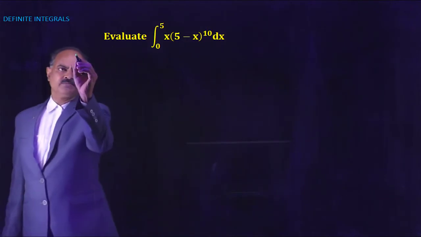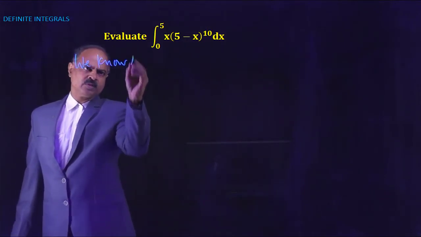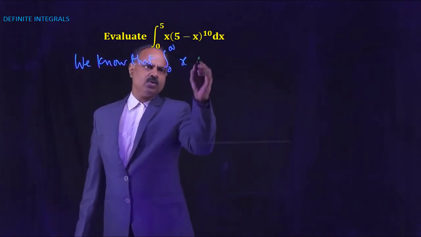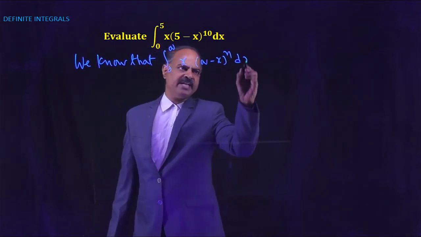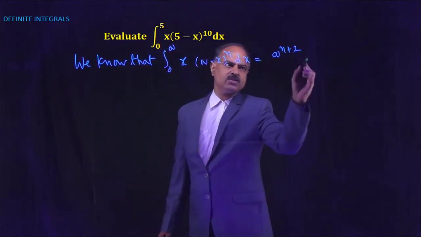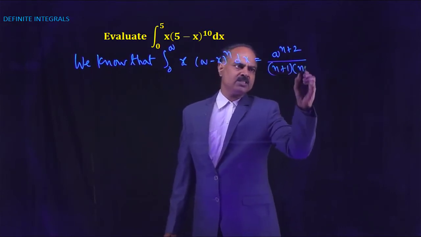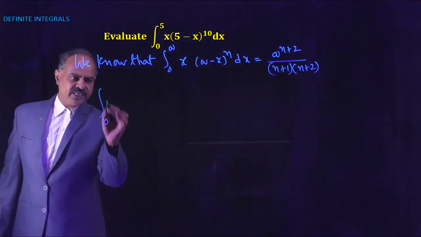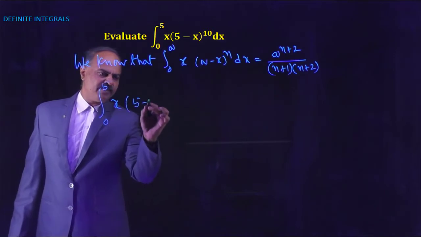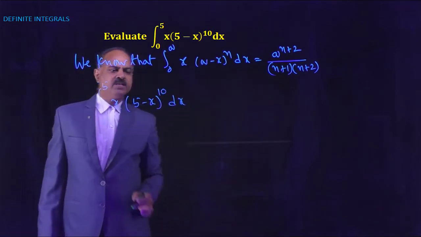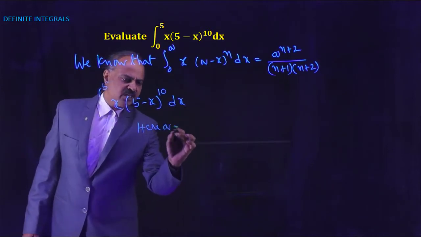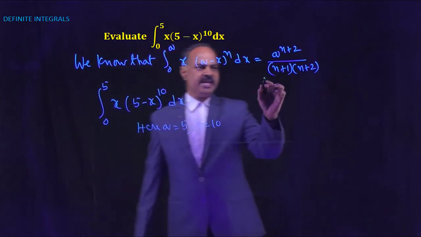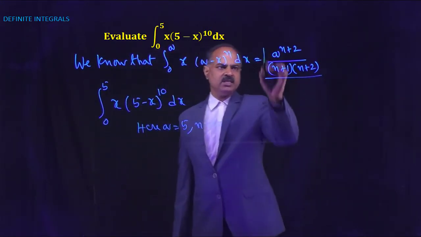We know that integral 0 to a x into (a minus x) whole to the power n dx equal to a to the power n plus 2 by (n plus 1) into (n plus 2). So here, given integral 0 to 5 x into (5 minus x) whole to the power 10 dx, a is equal to 5 and n is equal to 10. Substitute a equal to 5 and n equal to 10 in this formula.